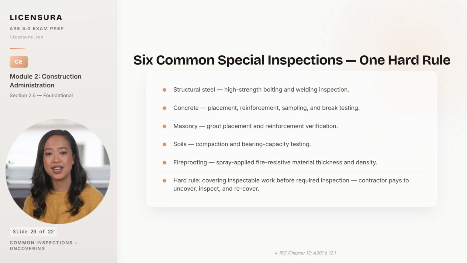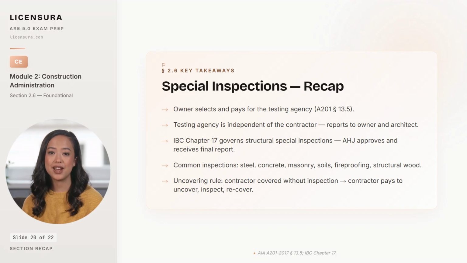Pulling the chain of authority and the inspection list together leaves one rule that holds the architect's defense. 5 takeaways from special inspections and testing. The owner selects and pays for the testing agency, per AIA A201, Section 13.5, and the testing agency is independent of the contractor. That independence is the whole point of the system, and a contract that lets the contractor pick the inspection agency is a contract that has defeated its own quality assurance mechanism.